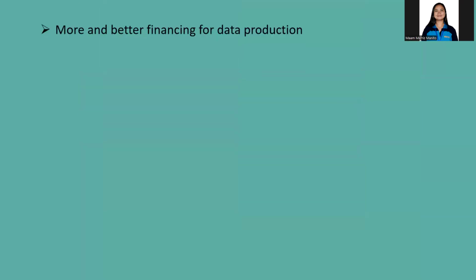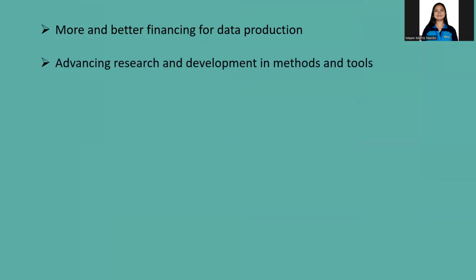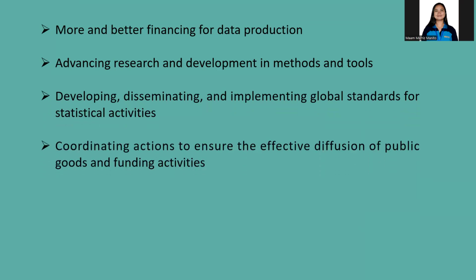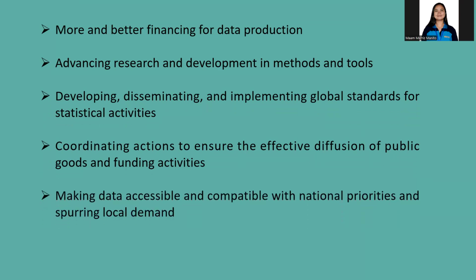So what can international organizations help with? It could help with financing for data production, because data is life, advancing research and development in methods and tools. They can also develop, disseminate, and implement global standards for statistical activities. They could coordinate actions to ensure the effective execution of public goods and funding activities. They could make data accessible and compatible with national priorities and spur local demand.